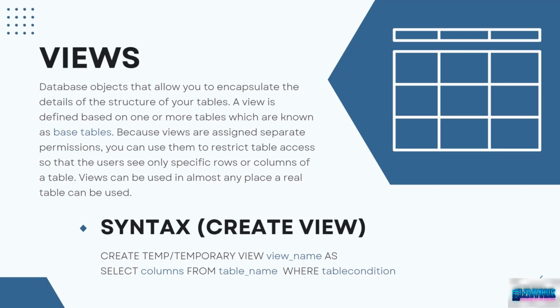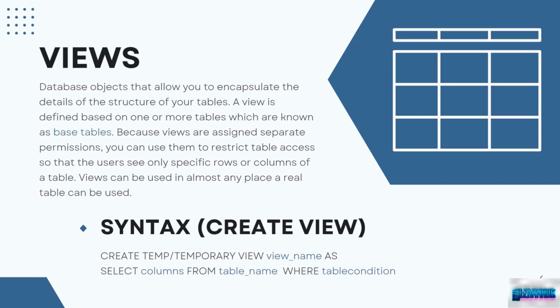A view is defined based on one or more tables, which are known as base tables. Because views are assigned separate permissions, you can use them to restrict table access so that the users see only specific rows or columns of a table. Views can be used in almost any place a real table can be used. Building views upon other views is not uncommon.